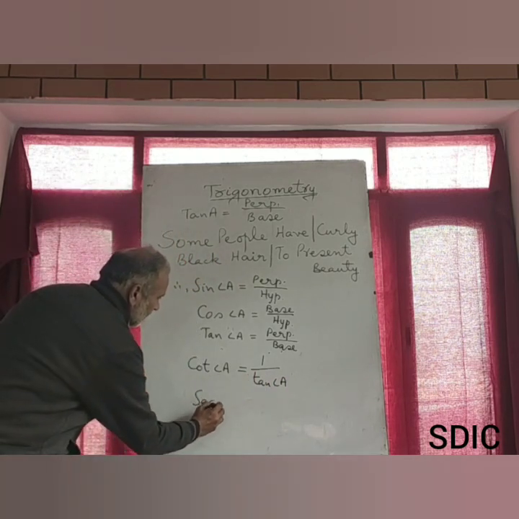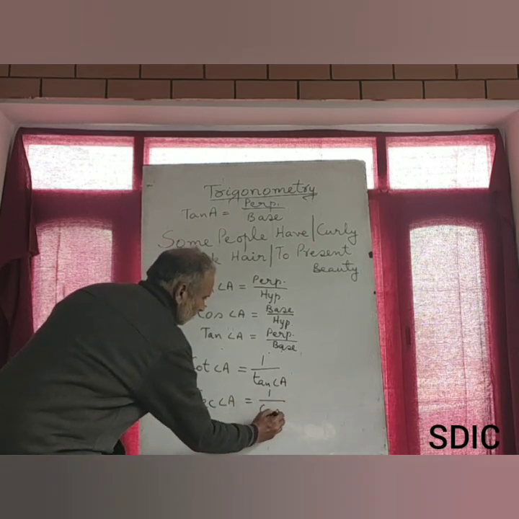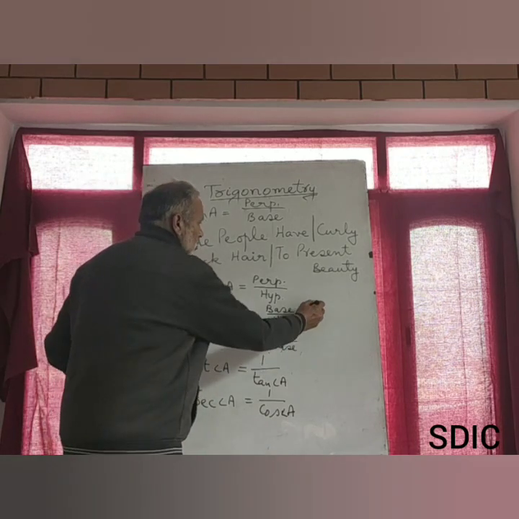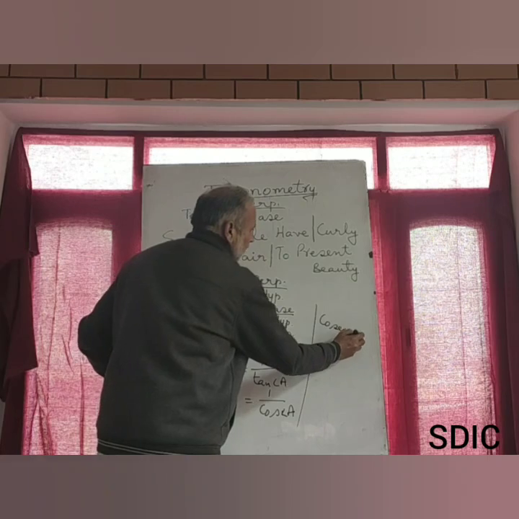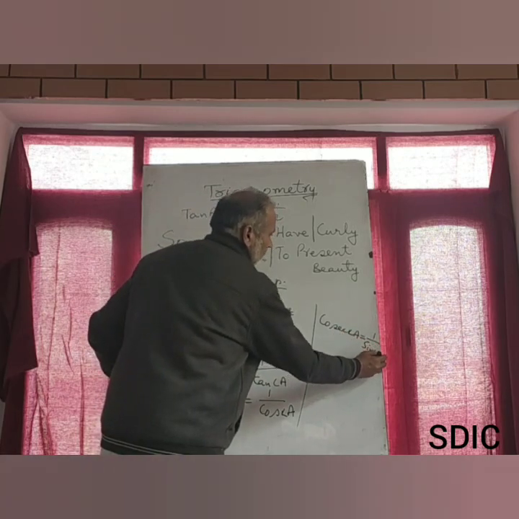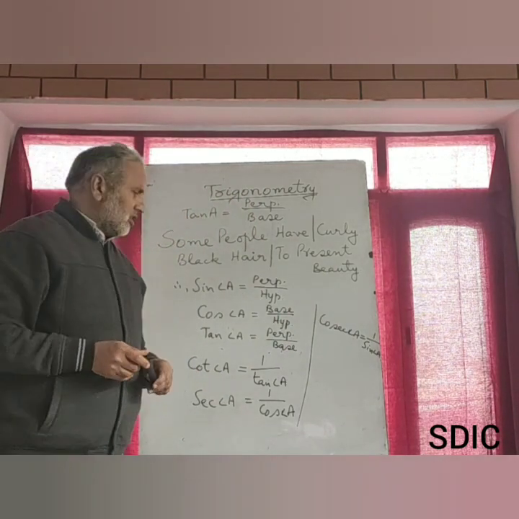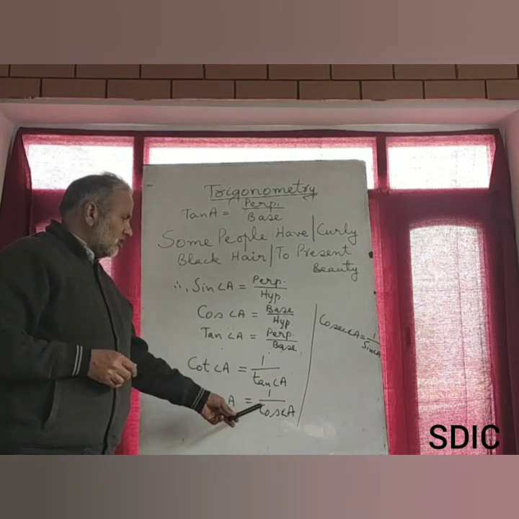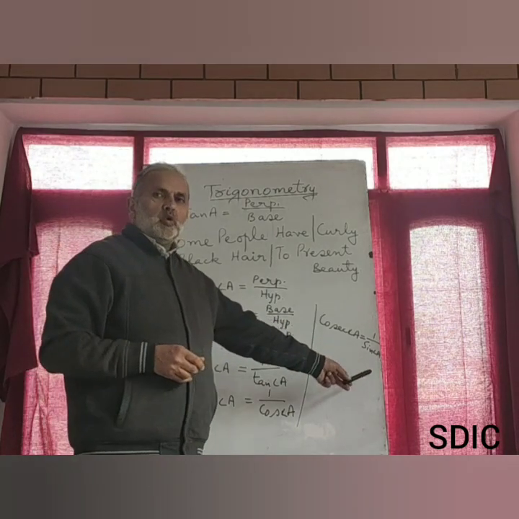Sec is defined as the reciprocal of cos. And cosec is defined as reciprocal of sine. Cot is the reciprocal of tan. Sec is the reciprocal of cos. Cosec is the reciprocal of sine.